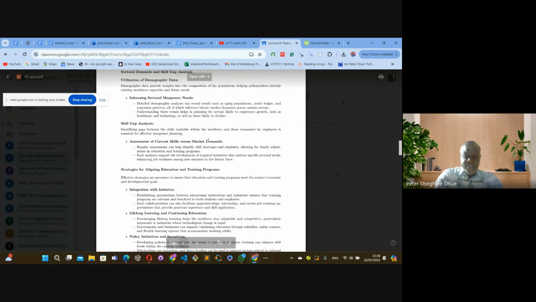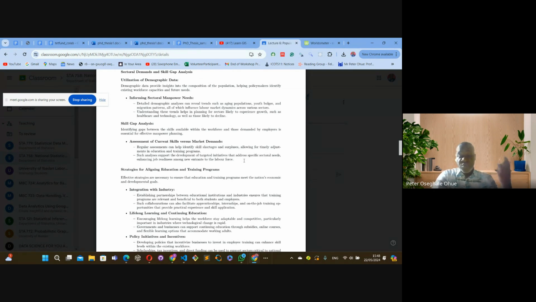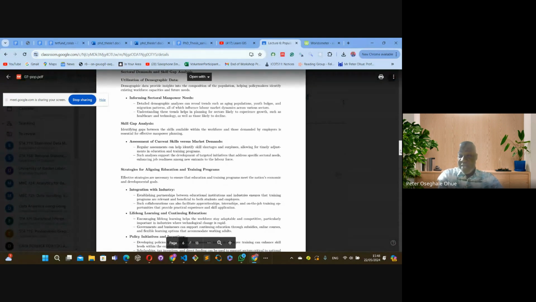Assessment of current skills versus market demands, still the same thing. Regular assessment can help identify skill shortages and surpluses, allowing for timely adjustment in education and training programs. So when you do assessment regularly, you can always adjust your program. Such analysis supports development of targeted initiatives that address specific sectoral needs, enhancing job readiness among new entrants to the labor force. So if you keep tweaking your training programs, you'll find out that at the end of the day, people who pass through your organizations are better prepared, whether as a school or as an industry.